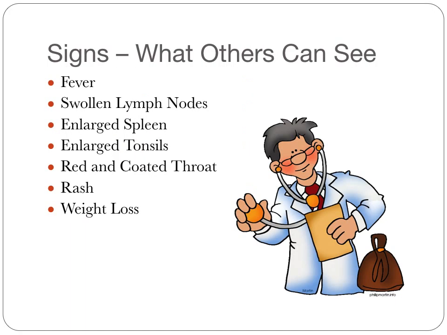And so when you go to the doctor, these are the things that the doctor will be able to see. Those include the fever, swollen lymph nodes, enlarged spleen, enlarged tonsils, a red and coated throat, rash, and weight loss. And right now, I'm going to say that for the next couple of slides, viewer discretion is advised, because we're going to show you some of the signs. If you have a weak stomach, they're pretty ugly. They're a little bit intense.